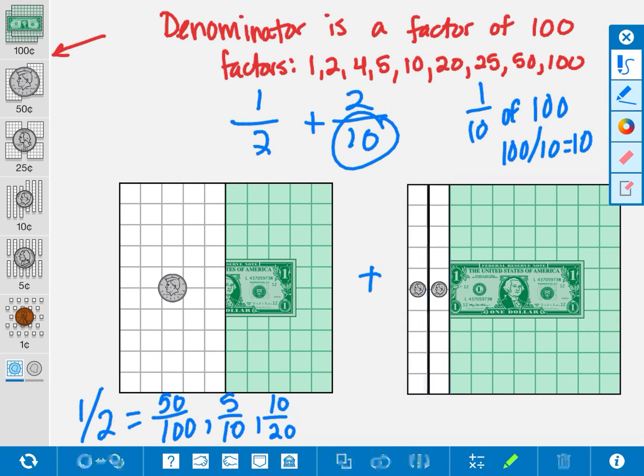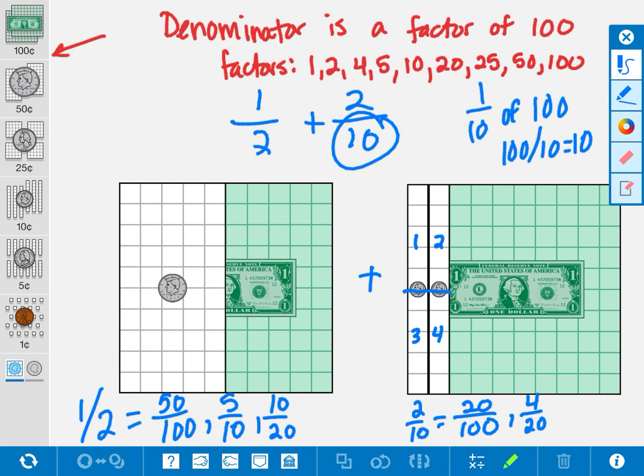So 2/10 is equal to 20 cents, out of 100, right? 10, 20. And then it is also equal to, if I were to split these into nickels, I would have 1 nickel, 2 nickels, 3 nickels, 4 nickels, out of 20 total. So those are the options for our fractions.